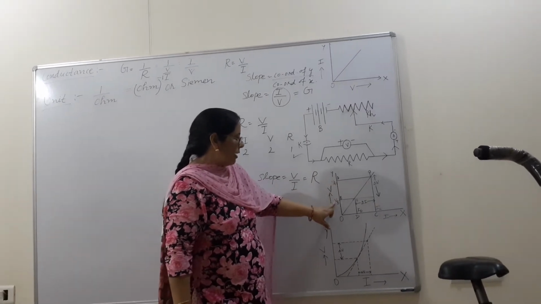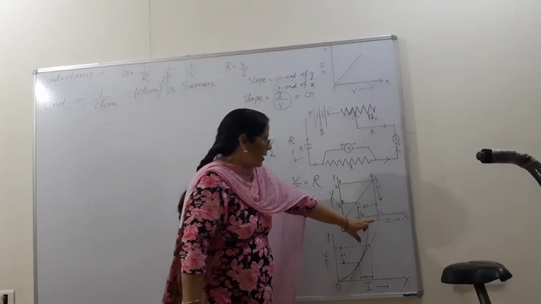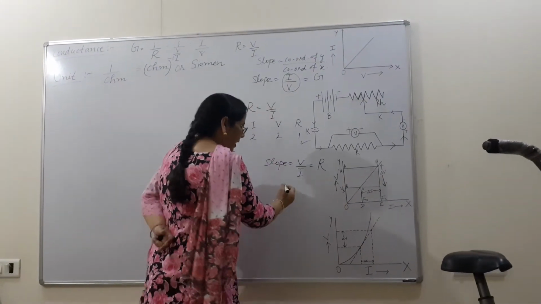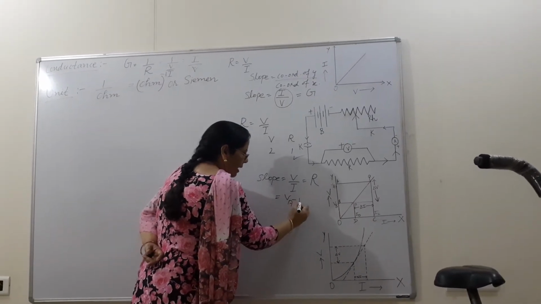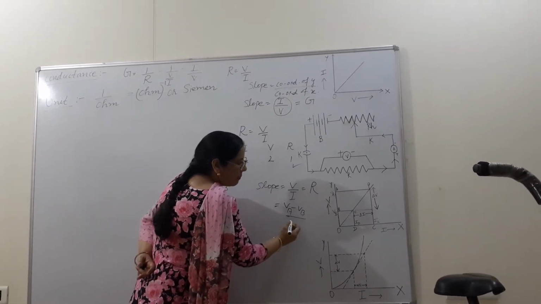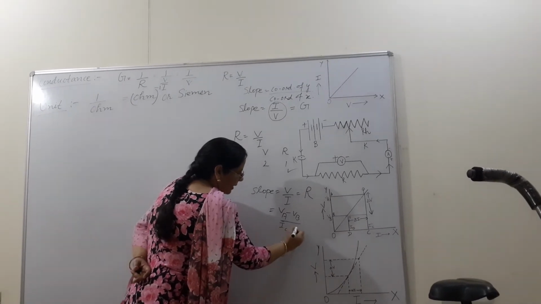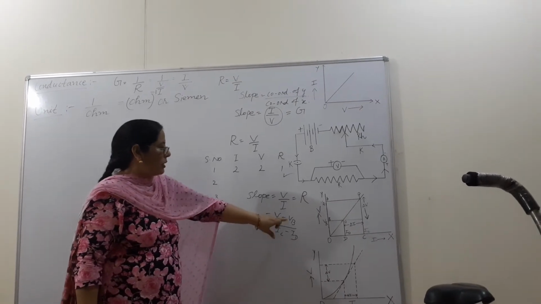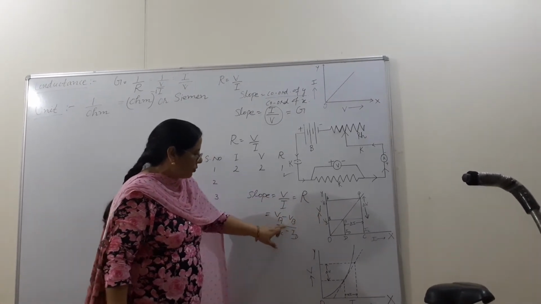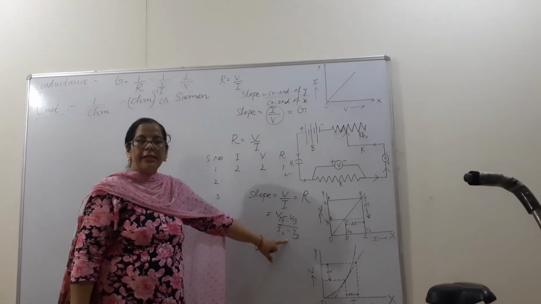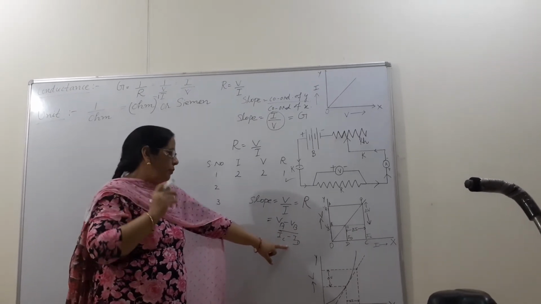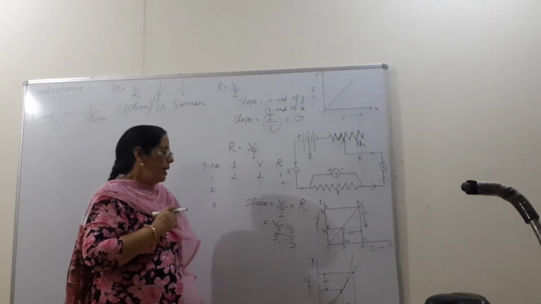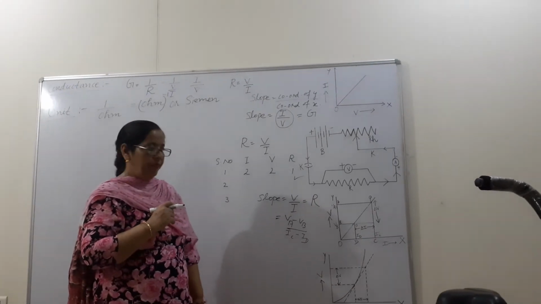You can take any 2 points that we have shown, VA, VB. In the same way, on the x-axis they have mentioned here C and D. Then beta, here you can find VA minus VB divided by IC minus ID. When you put the values here, you will get the slope, and that slope will be equal to the resistance of the conductor, and its unit will be ohm.